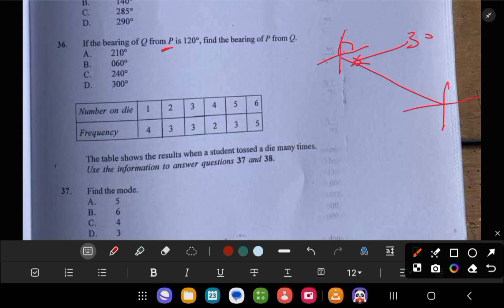We draw another cardinal point here. Now this 30 will alternate with this angle, so this side is also 30. So moving through to this point, that's your stop. So 90 plus 90 plus 90 plus 30. 90 plus 90 plus 90 is 270. 270 plus 30 is 300. So the answer to question 36 is D.